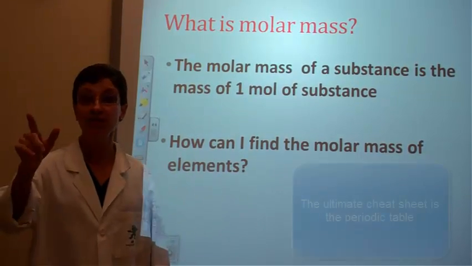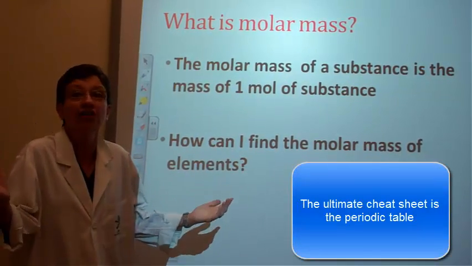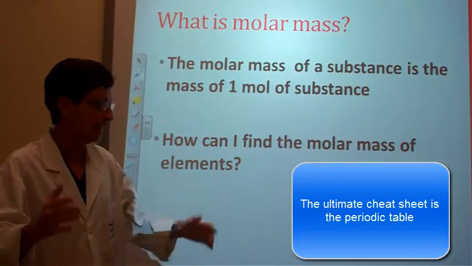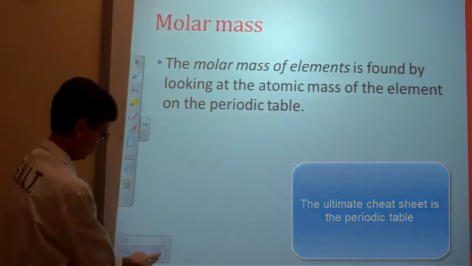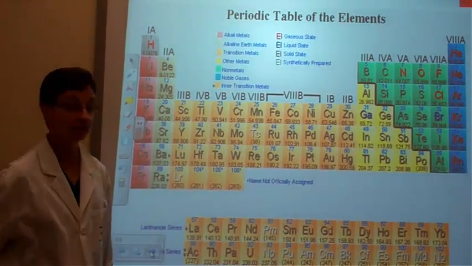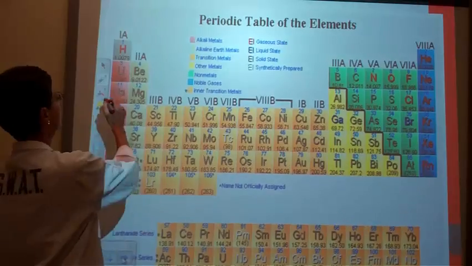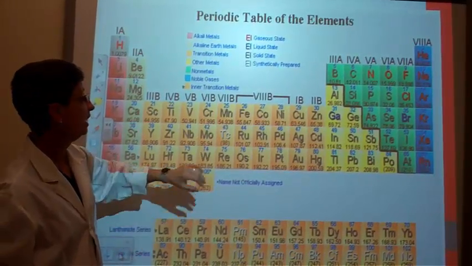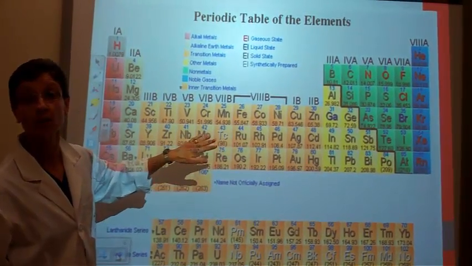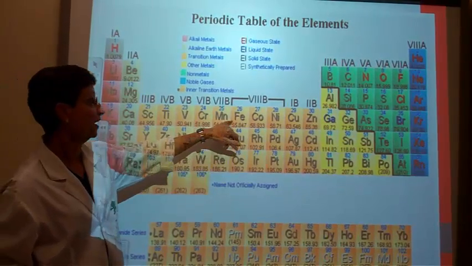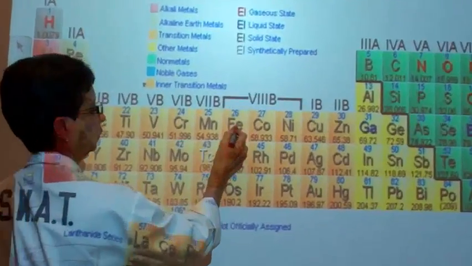No, I use my cheat sheet. My cheat sheet is awesome because I can always rely on it. And where's my cheat sheet? There's my cheat sheet. Basically, what I do is I look at my periodic table. I find what substance it is that I want to look at. Iron, for example, and I look over here.